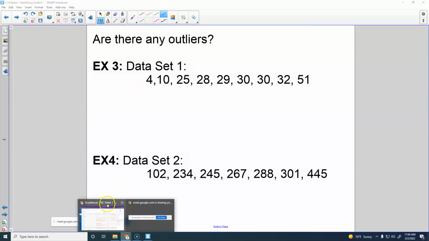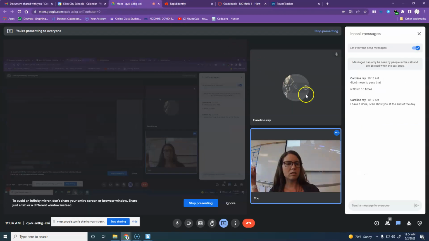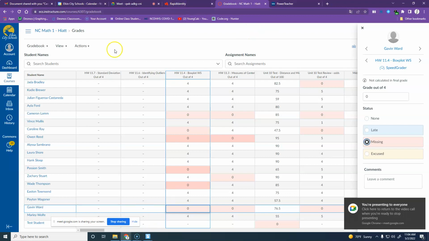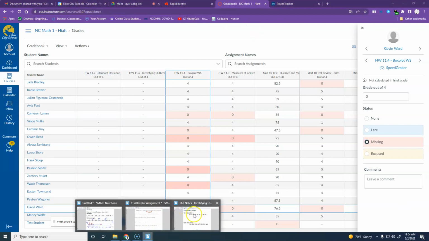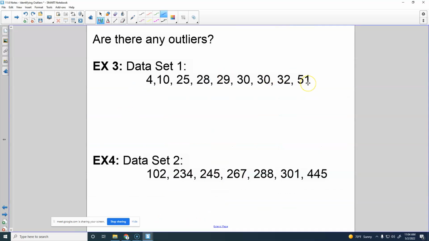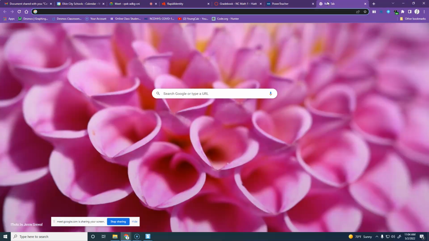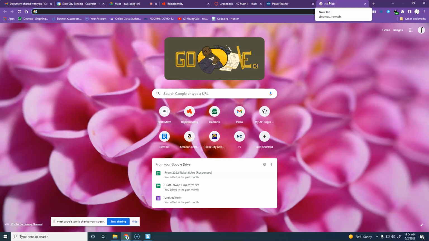Let me check on what Caroline says here. Okay. All right, so maybe that 51, maybe even the 4. I'm not 100% sure. So, let's use Desmos for this too. I want to show you guys how you can use Desmos as well. You can do it by hand or you can use Desmos.